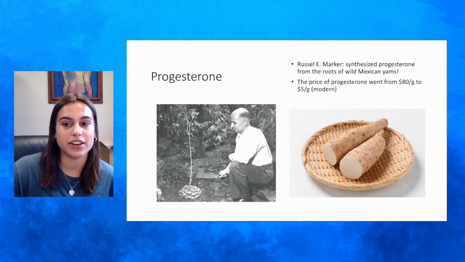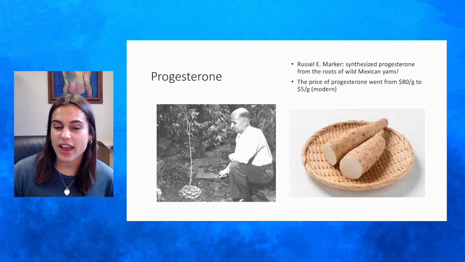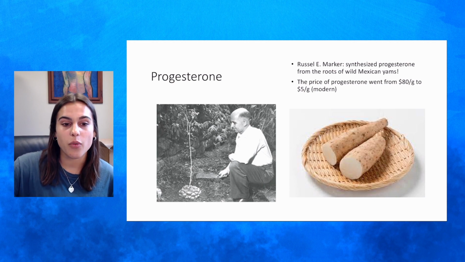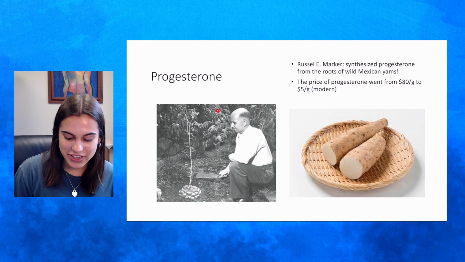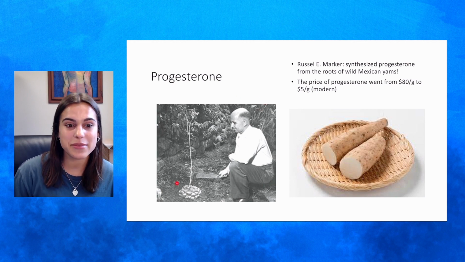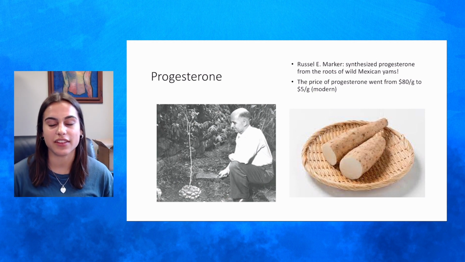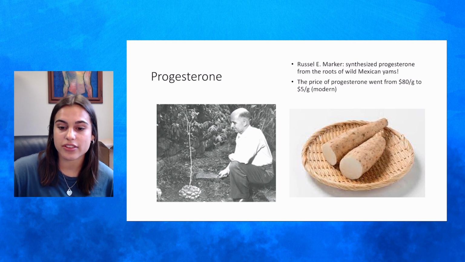But this was until Russell E. Marker came along, and he was able to isolate progesterone from the roots of wild Mexican yams, which seems really crazy to me, but this picture here is a picture of him with his yams. And he brought the price, in modern prices, from about $80 per gram to $5 per gram. So this made progesterone able to be used medically.